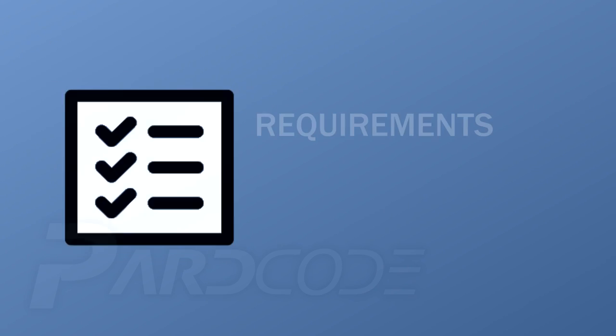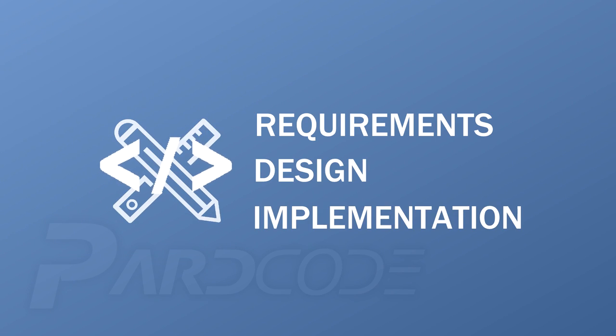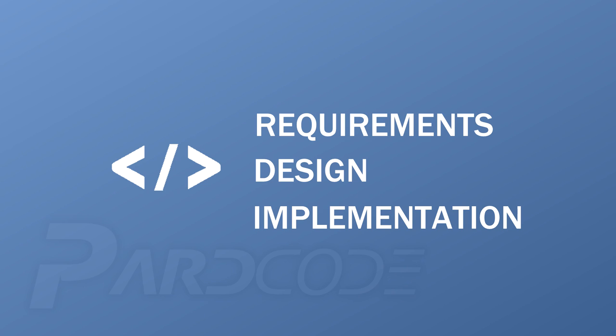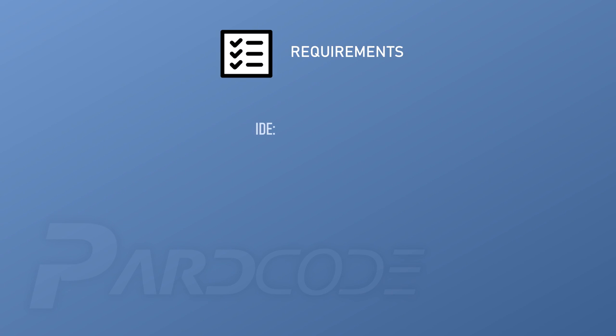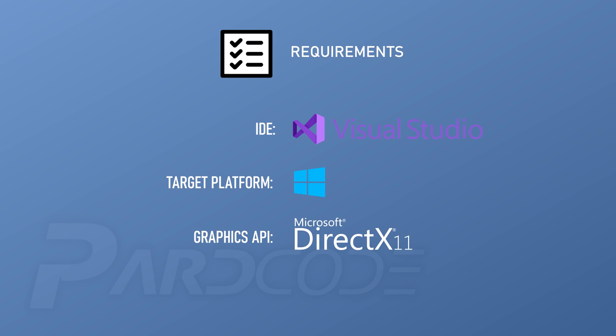As always, we will face three main parts: requirements, design and implementation of all the necessary things to implement the collision detection. So let's start with the requirements. We need a C++ IDE. In this series we use Visual Studio 2019 Community. The target platform is Windows. The target graphics API is DirectX 11. And last but not least, a bit of knowledge of C++ programming language is recommended.